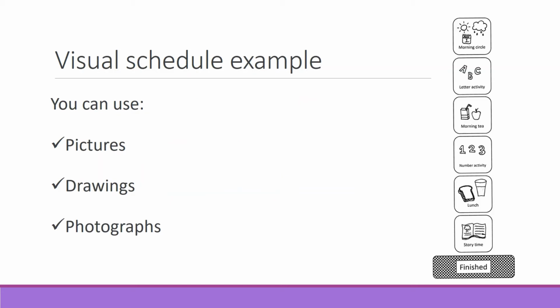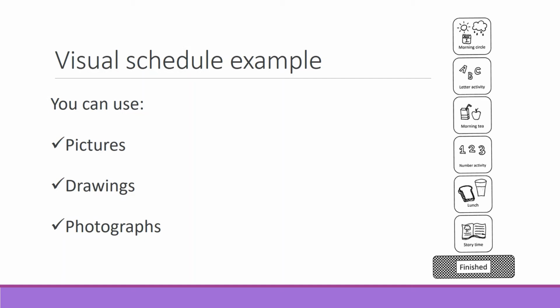Here is an example of a visual schedule I created. We can use pictures, drawings, or even photographs to show each activity or step. These steps can be stuck onto the board with either Velcro or blue tack. As you can see, I have drawn my pictures for my schedule.